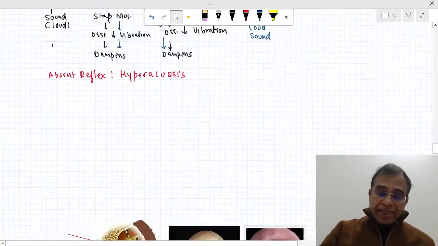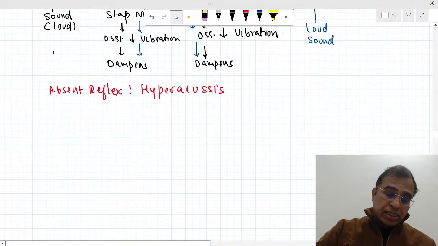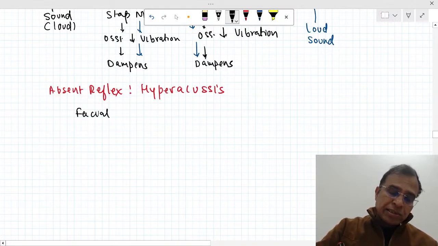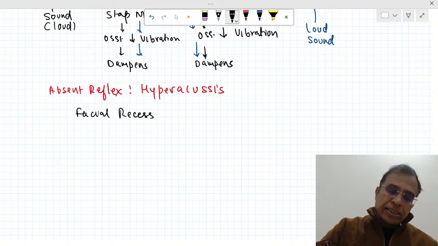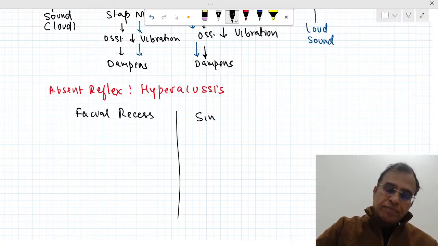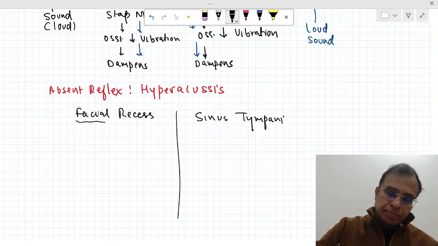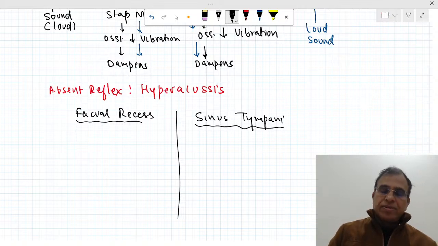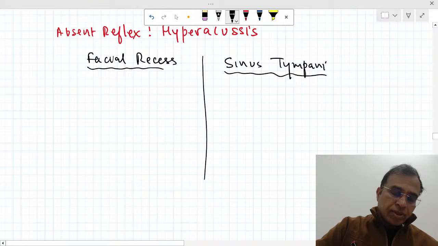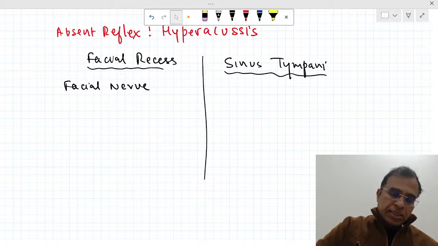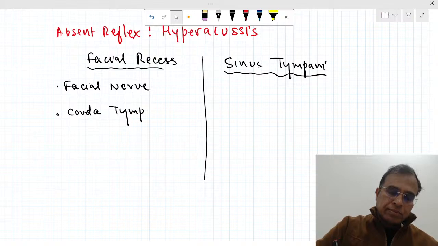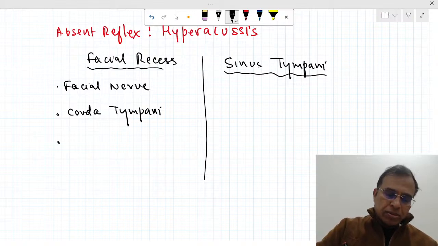Okay, and then we are left with facial recess and sinus tympani. These two names. Facial recess, I've already told you the three boundaries. One boundary is the facial nerve, the second boundary is the chorda tympani, and the third boundary is the fossa incudis.